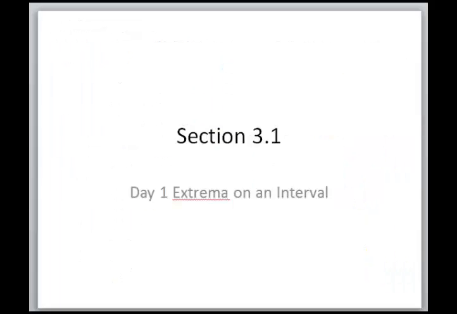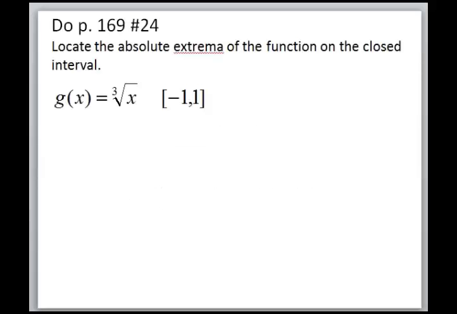I have 3 more examples, and I'm determined to get through those here in the next video. So, in this one, locate the absolute extrema on the closed interval. So it's just like the last one we just did. I'm going to go ahead and find its derivative first, but before I find the derivative, I'll rewrite it. Please make sure that you are using proper notation when you're rewriting it.